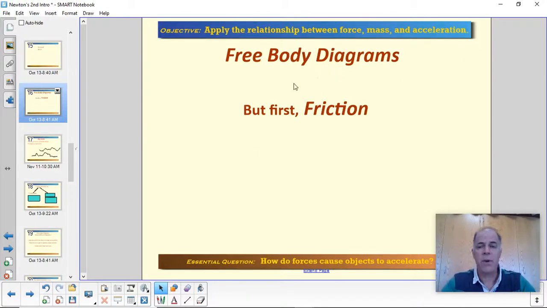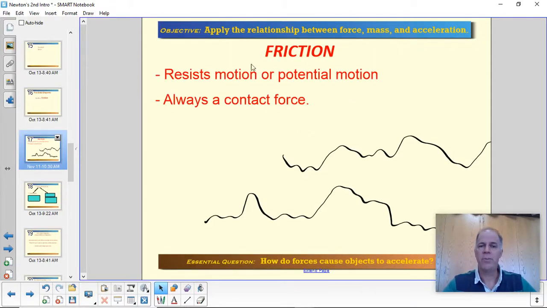But before we get to that, we're going to talk about friction. We're going to talk about friction more on another day, but we do need to have at least a brief introduction of it here today. So friction, as you probably know, is a force which resists motion or potential motion. So when two objects are sliding past each other, there's going to be friction between those. But you can also have friction if there's just a force trying to make it move, even if they're not actually moving. So friction is a force that resists motion or potential motion.